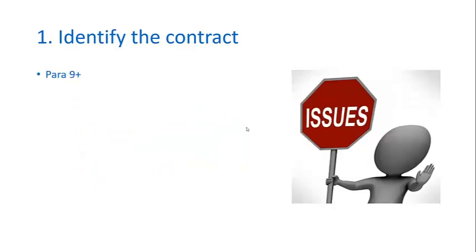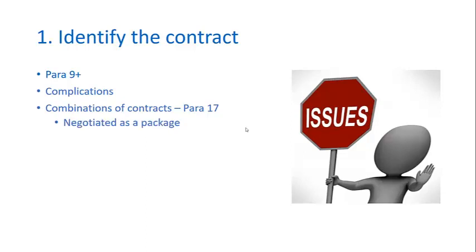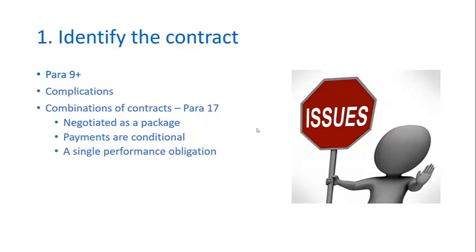There are going to be a number of challenges in terms of identifying contracts for recognition of revenue. For example, sometimes you might have packages of contracts negotiated at the same time. Contracts negotiated as a package. Maybe payments are conditional. Maybe they share a common performance obligation. In these circumstances, the standard requires, paragraph 17, that you regard the combination of contracts as a single contract and recognise the revenue in aggregate.